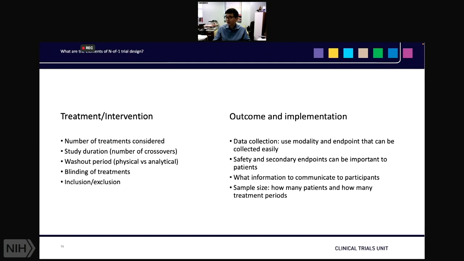And the last issue is sample size, which I'll mention in a few slides later. But this is already an issue from a statistical point of view, how many patients will be needed. But in this context, we also need to consider how many treatment periods each patient needs to go through.